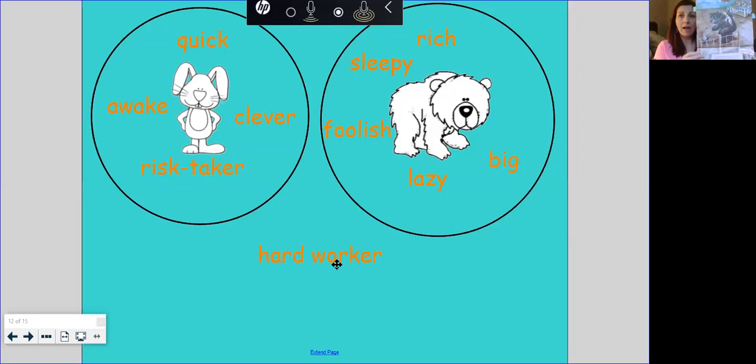What about here on the last page? What is Bear doing now? Did he change as a character?